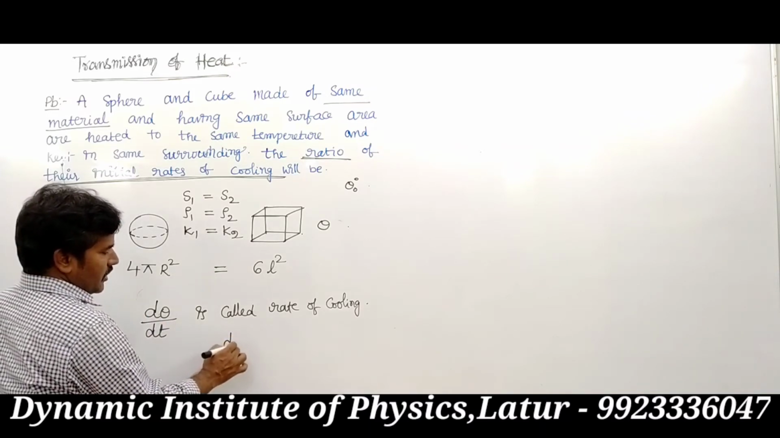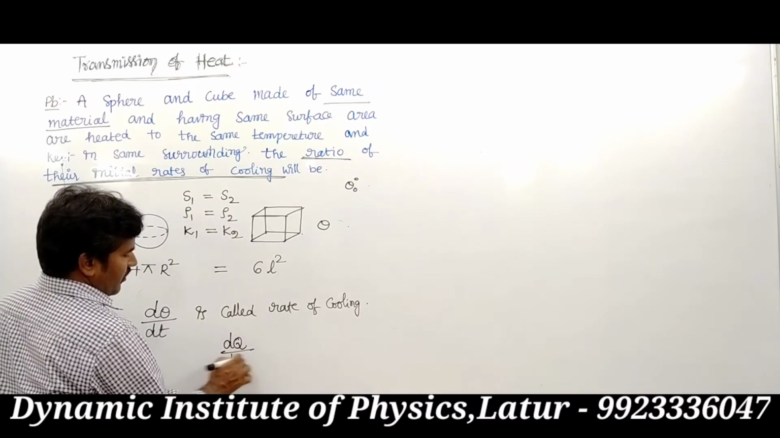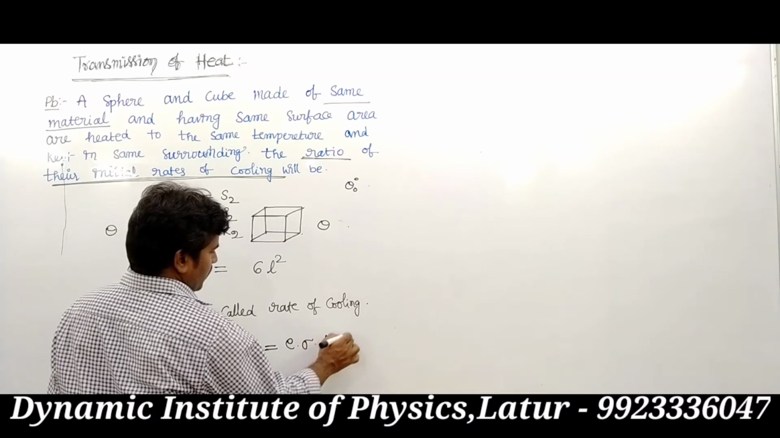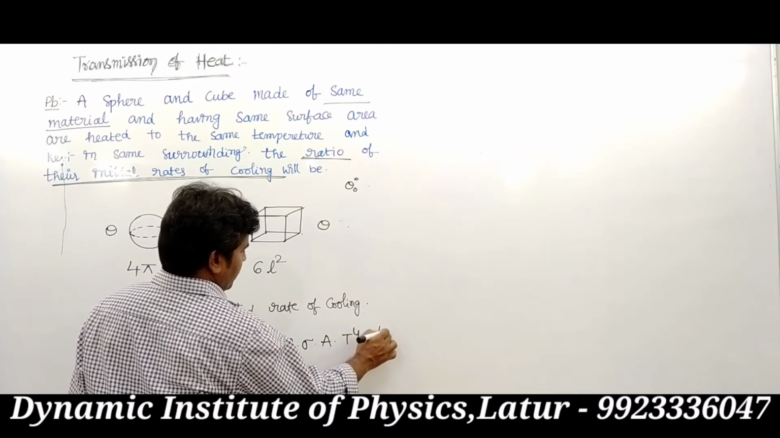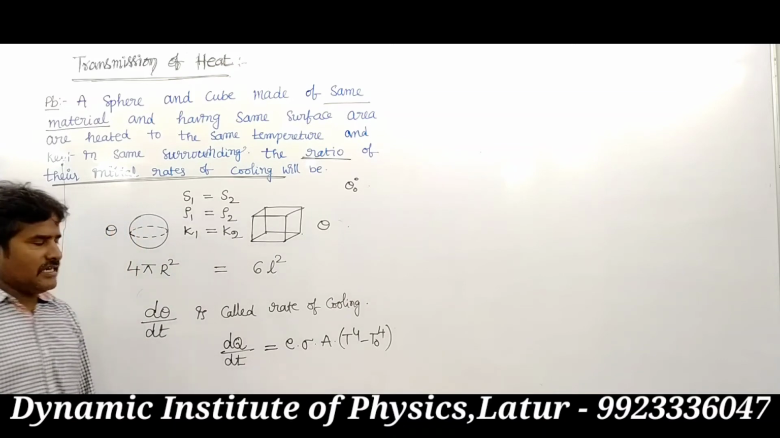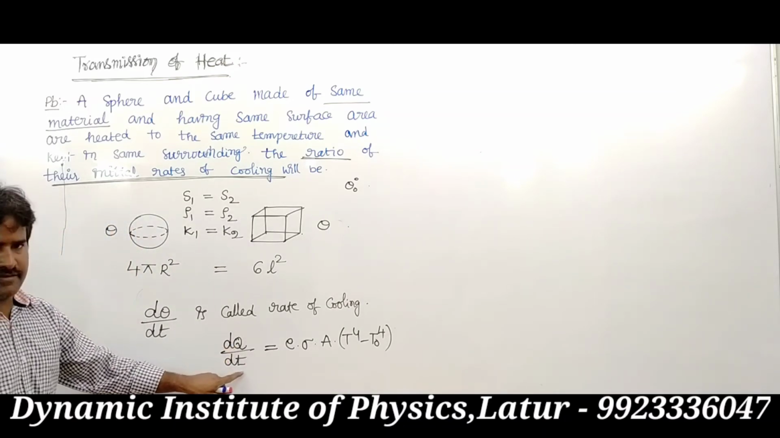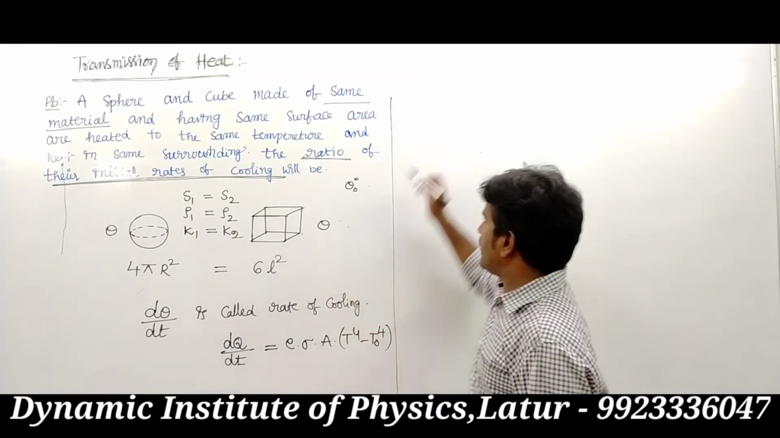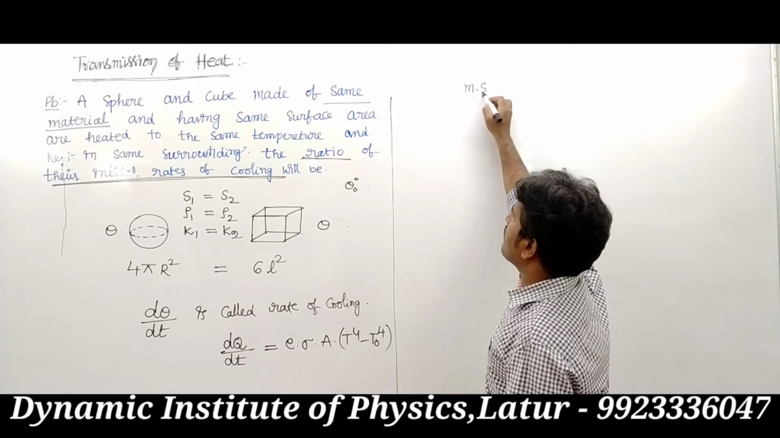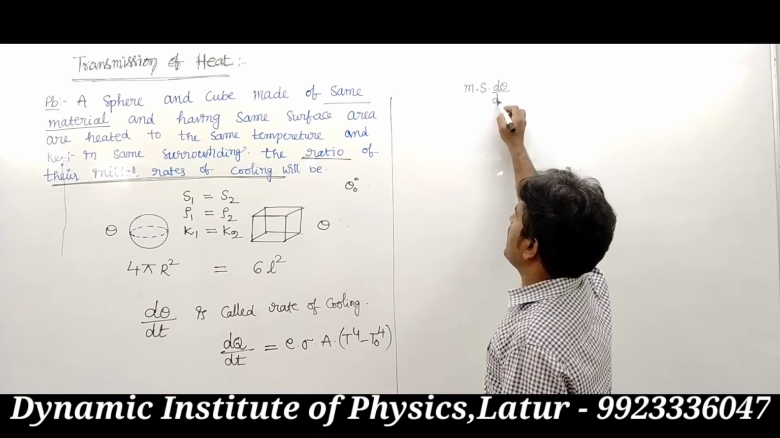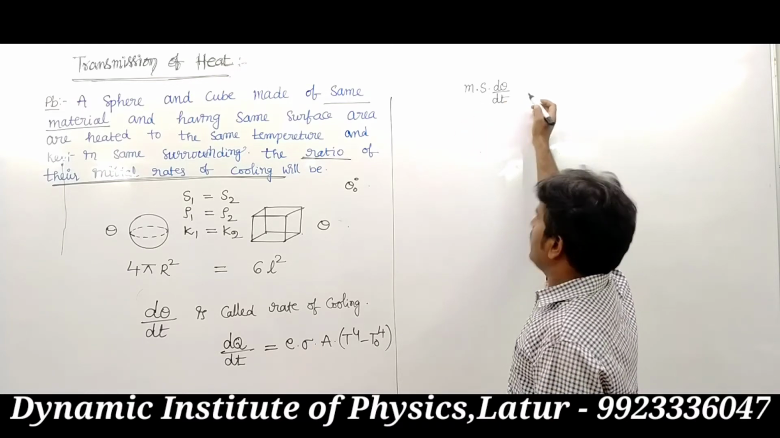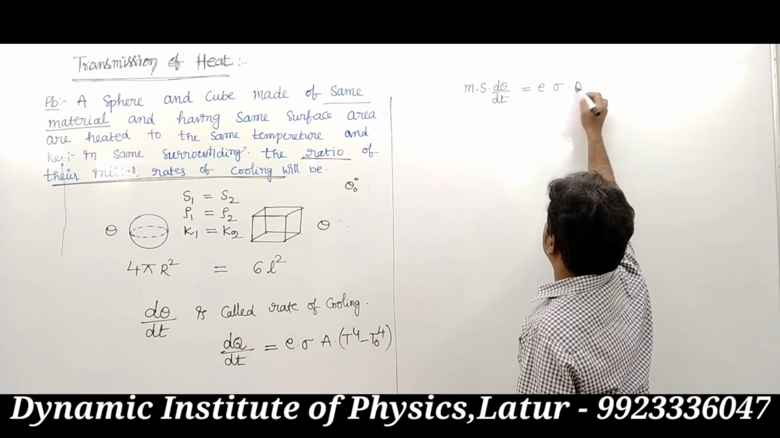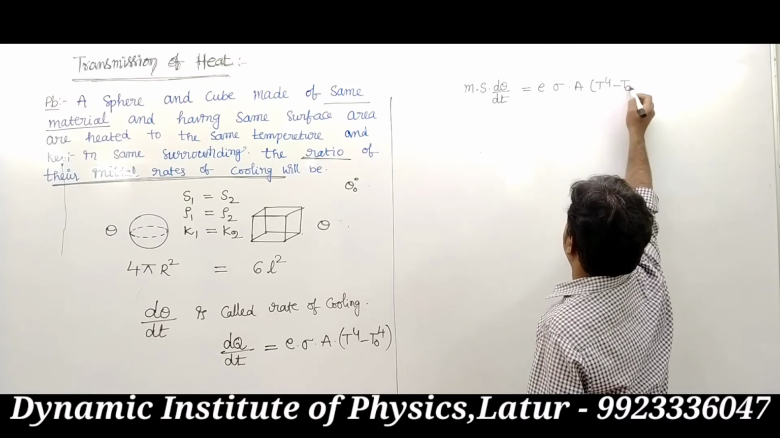Stefan-Boltzmann's law: dQ/dt, the rate of loss of heat, equals E into sigma into A into (T power 4 minus T naught power 4). We can write dQ as mass into specific heat into d theta, so dQ equals m s delta theta, which equals E sigma area into (T power 4 minus T naught power 4).